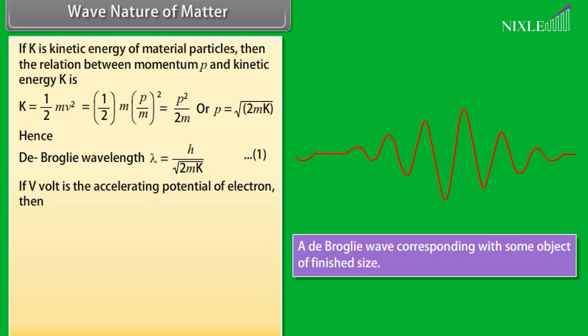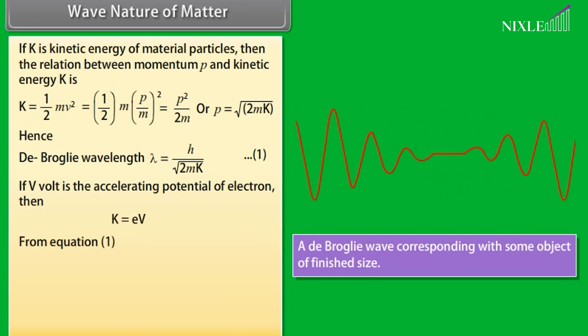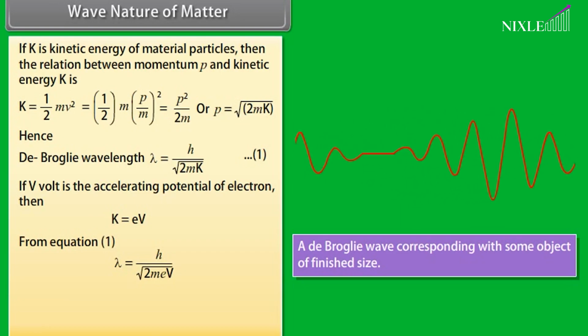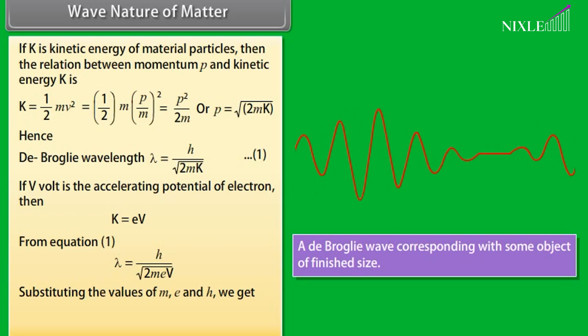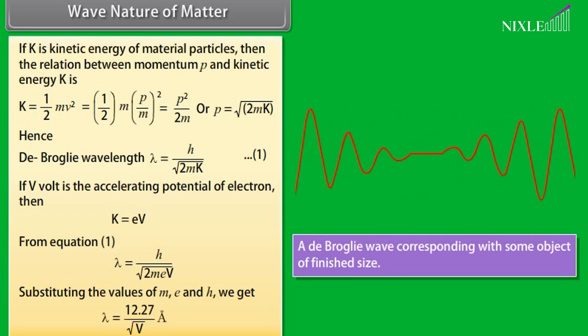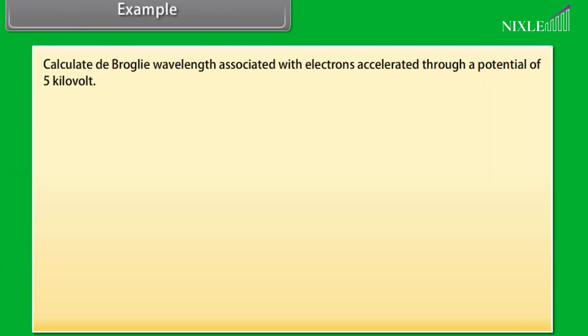Example: calculate the de Broglie wavelength associated with electrons accelerated through a potential of 5 kilovolt. Solution: given V is equal to 5 kilovolt, which equals 5000 volt. From the formula given below, we can find the de Broglie wavelength. Lambda is equal to 12.27 by square root of V angstrom. Lambda is equal to 12.27 by square root 5000 angstrom, which equals 0.173 angstrom.